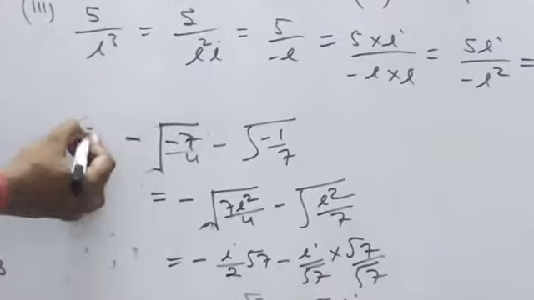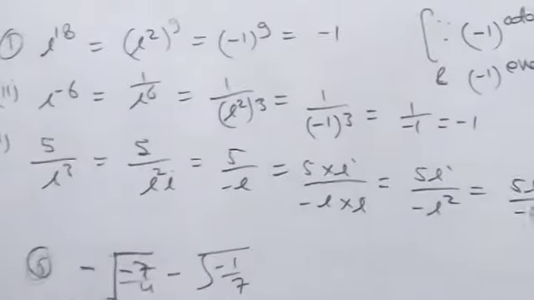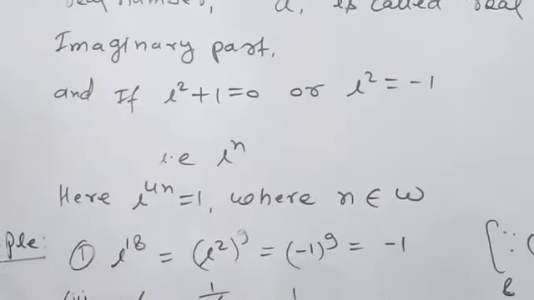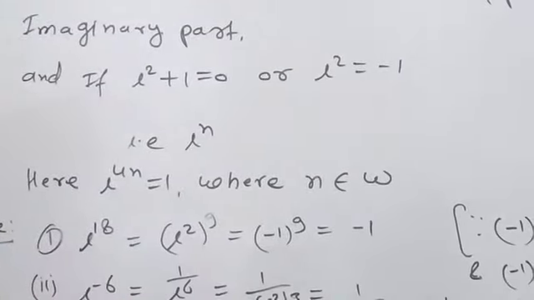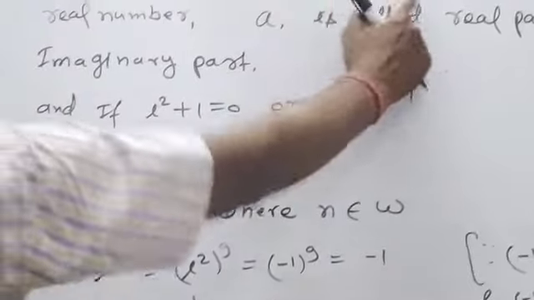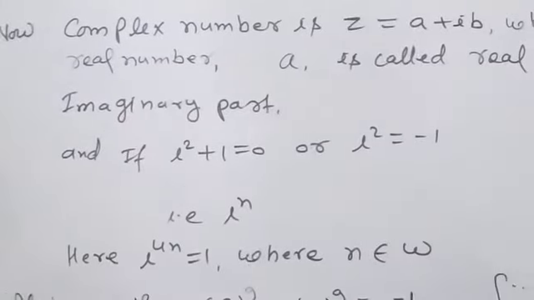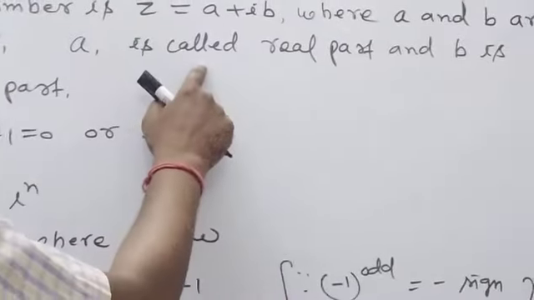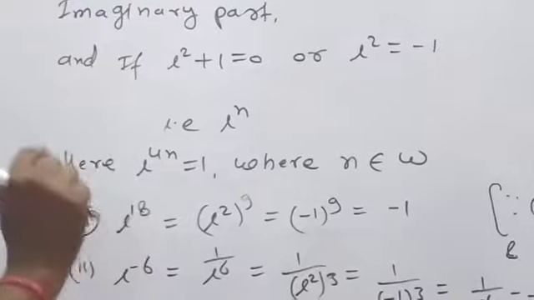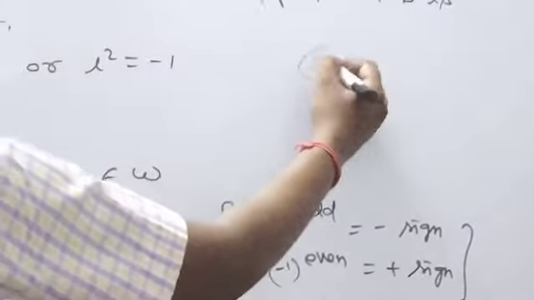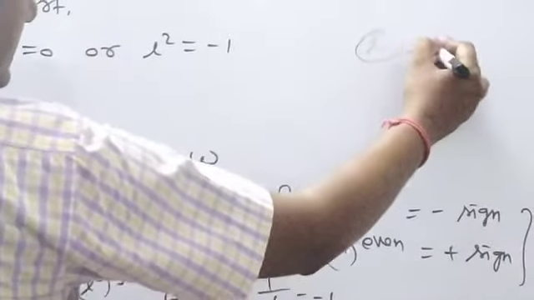Very simple chapter. Everything depend on i square is equal to minus 1, means complex number, because already I have told in this video about complex number, that is z is equal to a plus ib, and a and b both are real numbers, but a is real part and b is imaginary part. Why? If any number multiply by i, then this number is known as imaginary part. Clear?